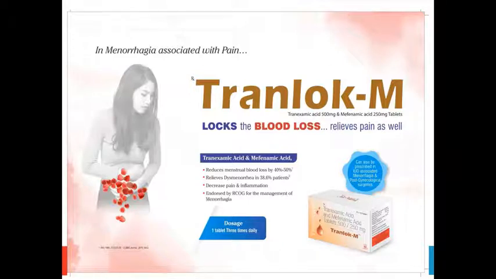Doctor, this combination is endorsed by RCOG for the management of menorrhagia. Doctor, it can also be prescribed in IUD associated menorrhagia and post gynecological surgeries where there is a lot of pain. Doctor, dosage for this Tranlock M is 1 tablet 3 times a day.